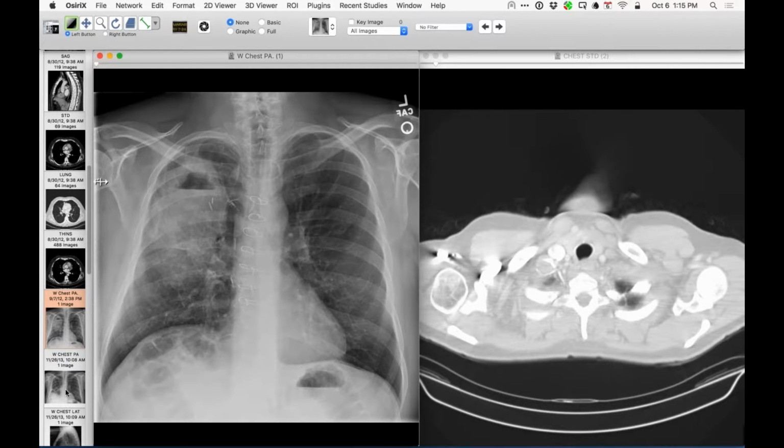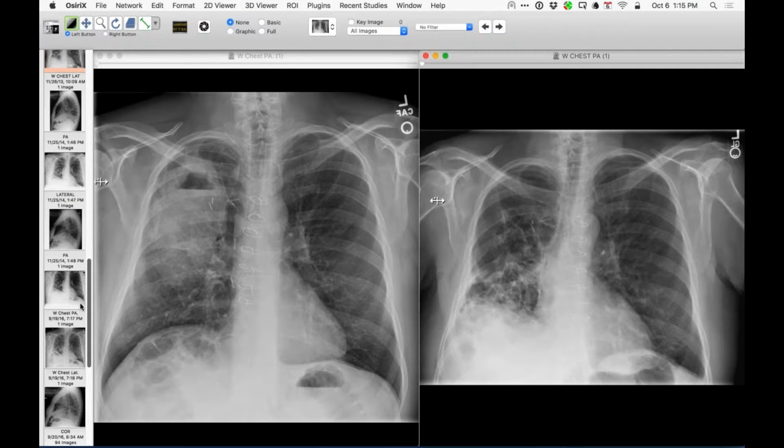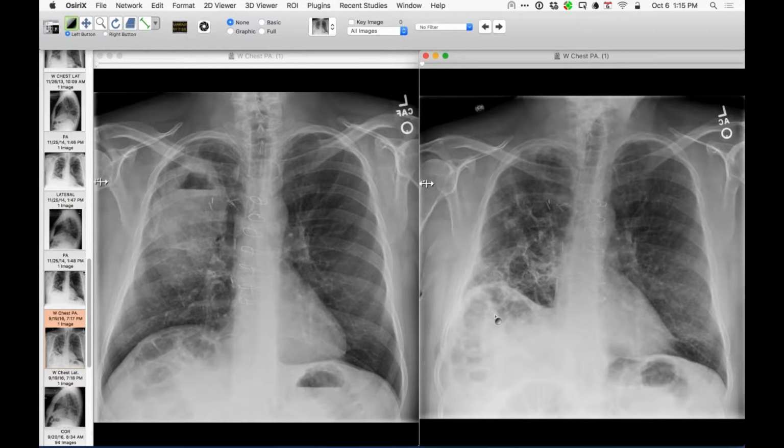And here we go to 2013 now on the right-hand side. And you can see that that healed with some scarring, but there are some additional subsegmental sized opacities in the right lower lung as well. Let's go forward in time to 2014, and we see very similar findings. And here more recently in September.